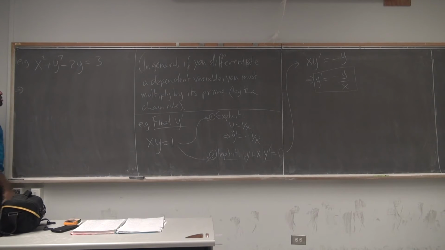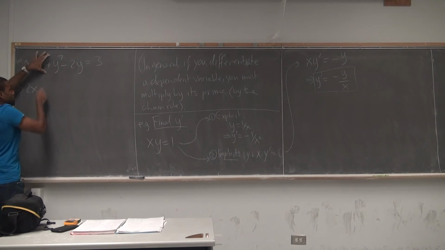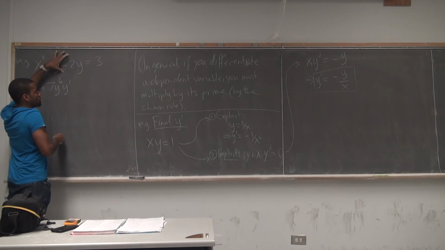What I'm going to do is differentiate each term following all the old rules I know. So the derivative of x squared is 2x. It's the independent variable, so I'm not going to do anything special. Don't worry about it. Move on to this thing. 7y to the 6. Now that's a dependent variable. I need to multiply by y prime, right? Anytime I differentiate a y, multiply by y prime. This one.